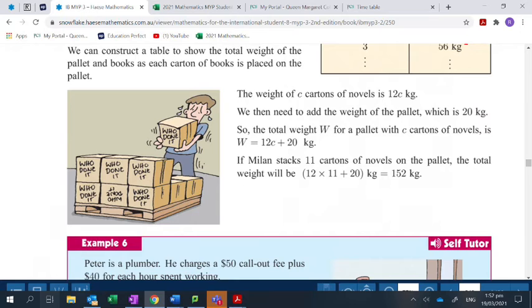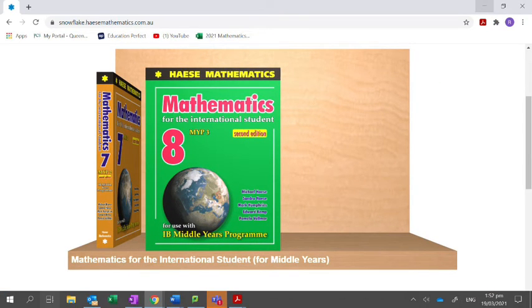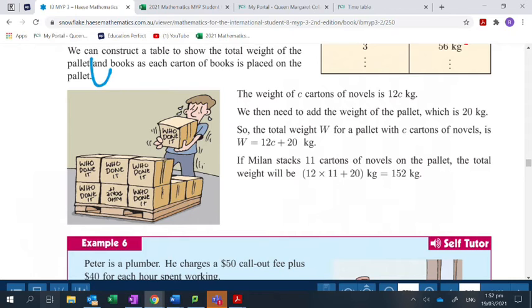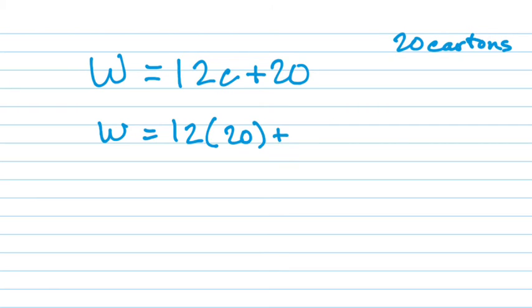So let's just do that same formula, right? We have weight equals 12 times the number of cartons plus 20. What if I said that he stacked 20 cartons? So 20 cartons, so where's that 20 going to go? In place of the C. Good. So weight equals 12, and you can never replace a letter with a number without putting it in a bracket. Exactly, good. So 20 plus 20.